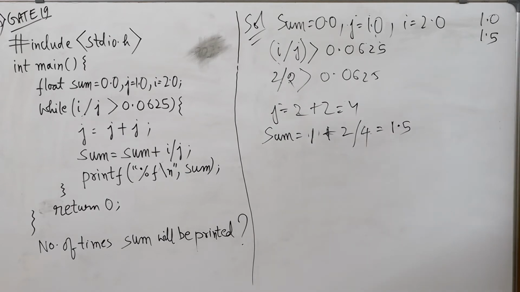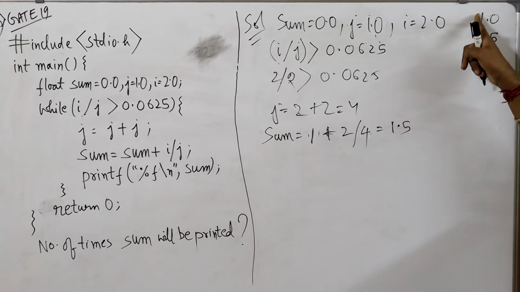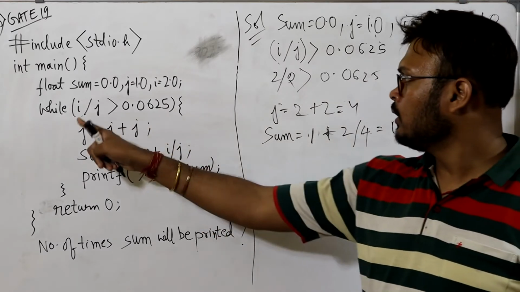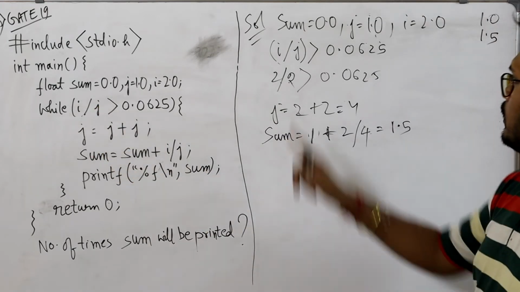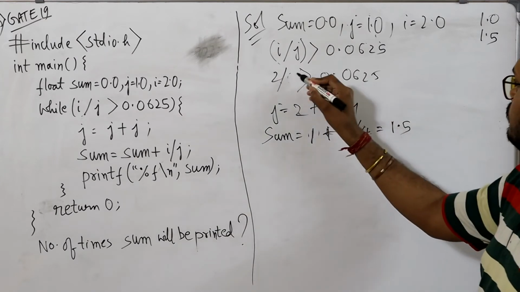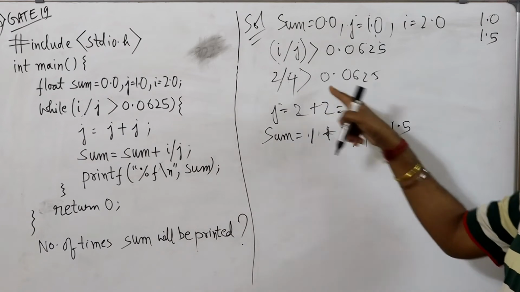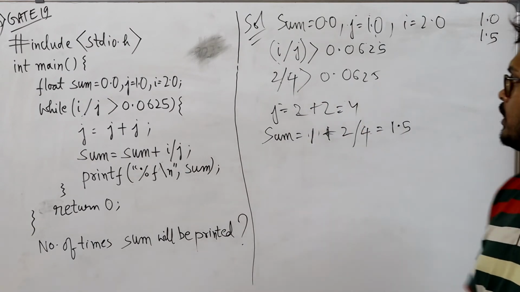So till now you see the sum has been printed 2 times. One time and this is the second time. Fine. And now again, let's come here. While 2 by j: the value of I is 2, but the updated value of j is 4. So now, is 2 by 4 greater than 0.0625? Yes, 2 by 4 is greater than 0.0625.